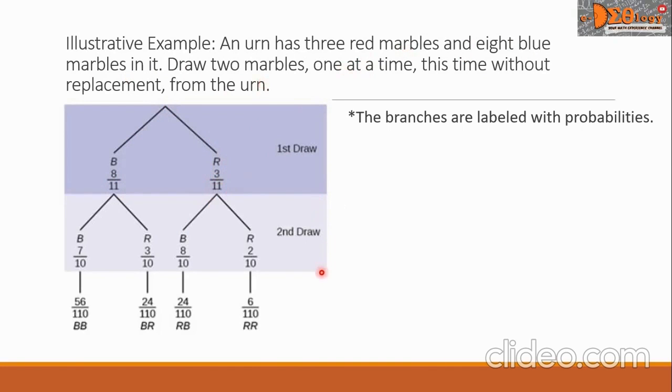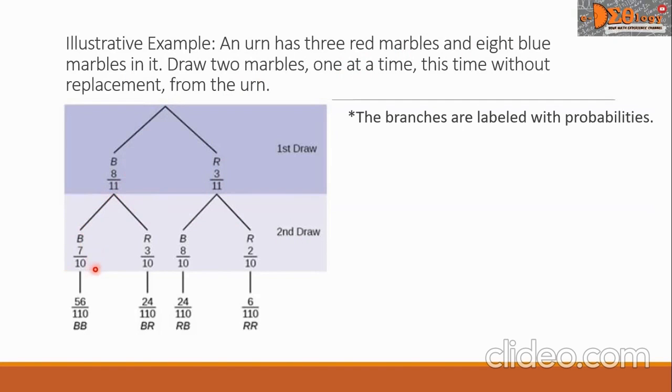This second level is for the second draw. There are 2 groups of branches. This first group represents the probabilities when the first draw is a blue marble. So here we can see that the first branch represents the probability of taking another blue marble. This is 7/10.